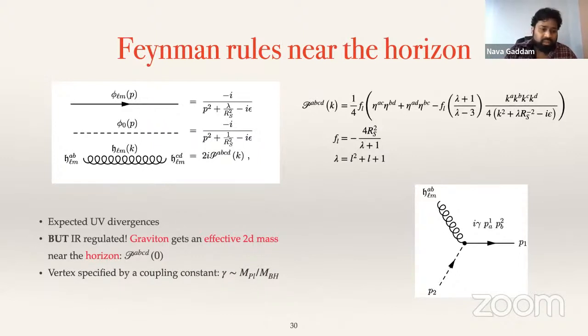And you end up with Feynman rules that look like the following. The scalar field, which is in the top left, has a familiar propagator where you see that there is a mass term. So I took a massless scalar field, but there's an emergent mass term that's essentially an artifact of the curvature of the spacetime. It's inversely proportional to the Schwarzschild radius squared. And lambda is the partial wave in question. It's L squared plus L plus 1. So for a large black hole, it's essentially a very small mass.